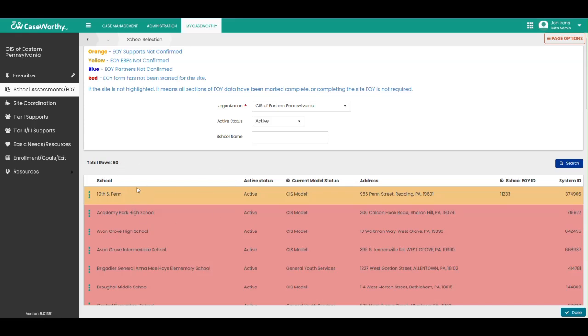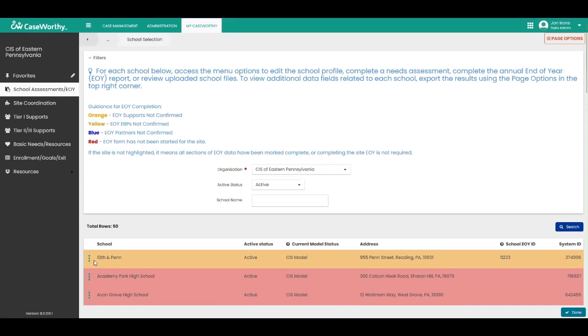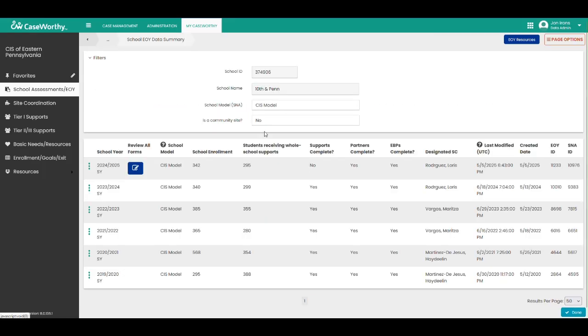So 10th and Penn, we did the workflow, but it's not white because if you remember the supports, the orange highlight here is because supports were not confirmed. So let's say that I went in and I confirmed my health clinics, and I did in fact refer a bunch of kids for vision screenings. I forgot about it, but now I know.